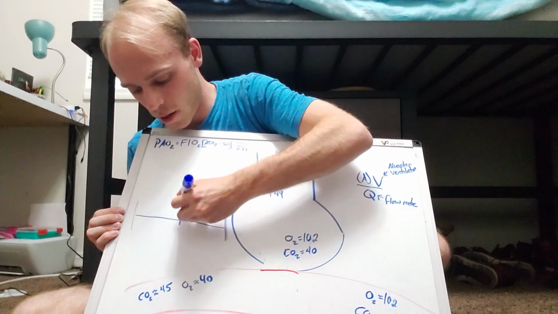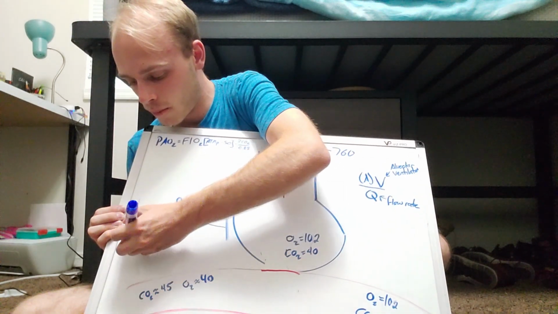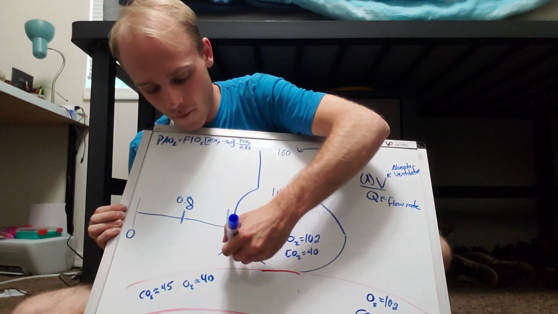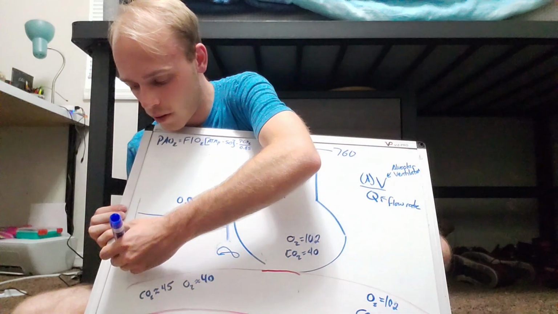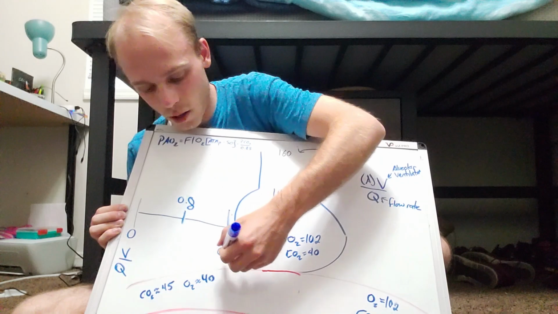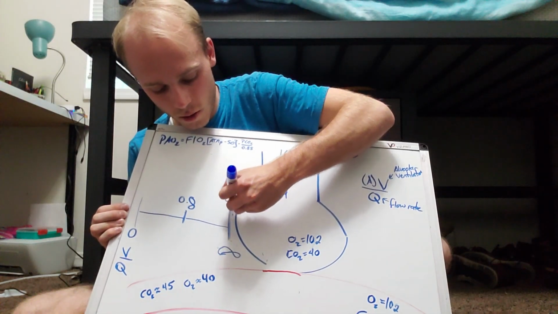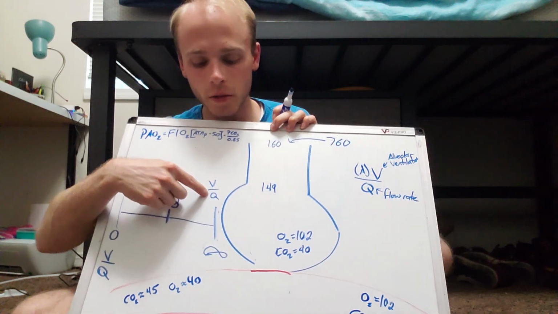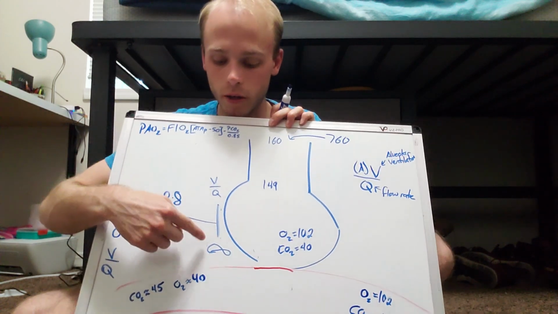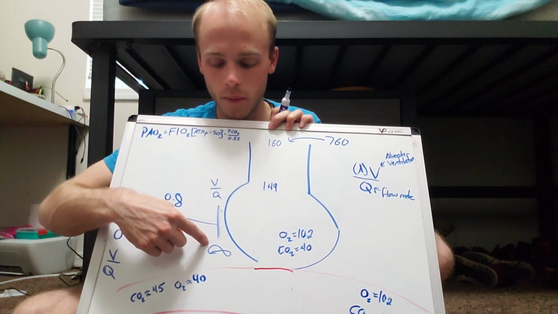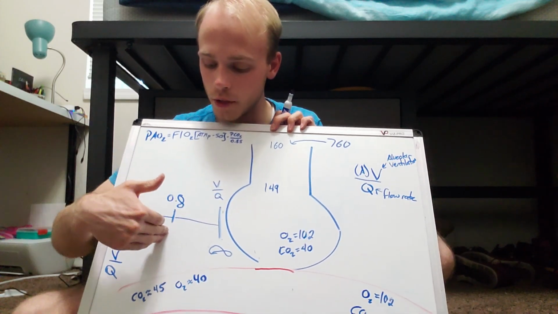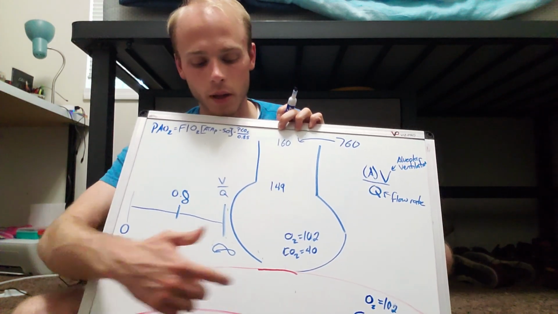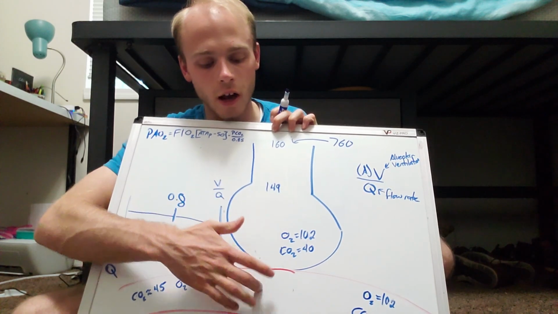So here's our little happy 0.8. This is 0, and then this is infinity. So V over Q, V over Q. What would happen here if our Q gets really, really small? Our ventilation-perfusion ratio basically goes to infinity. So as that ratio increases, usually that means something is happening to where we're not getting blood to the alveoli, or we're just not getting oxygen to the blood.